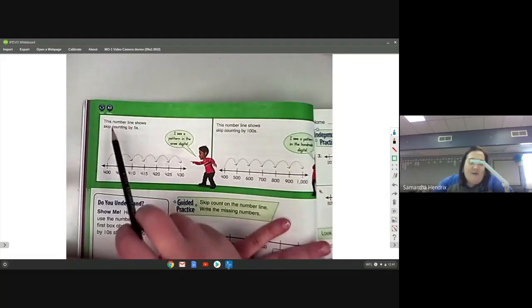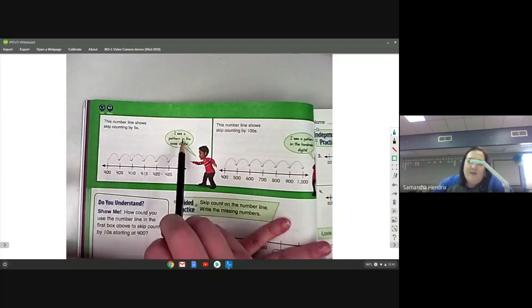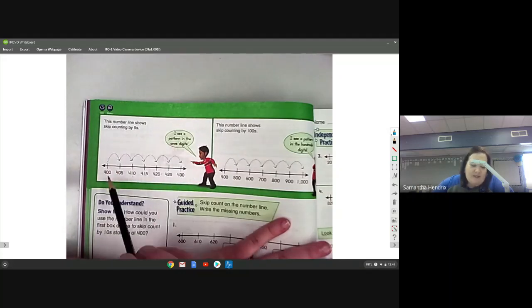This number line shows skip counting by fives. 400, 405, 410, 415, 420, 425, 430. So, just like on the other page, he sees a pattern in the ones digit. 0, 5, 0, 5, 0, 5, 0.